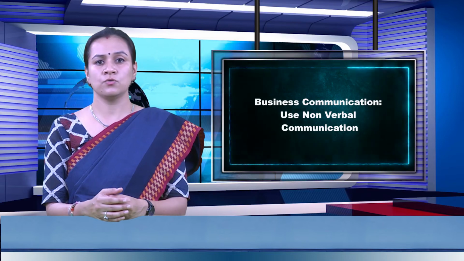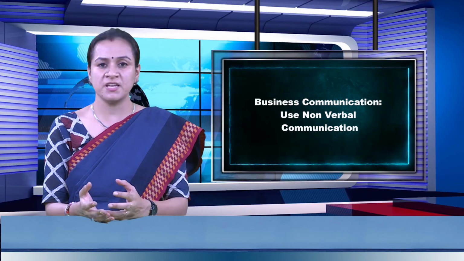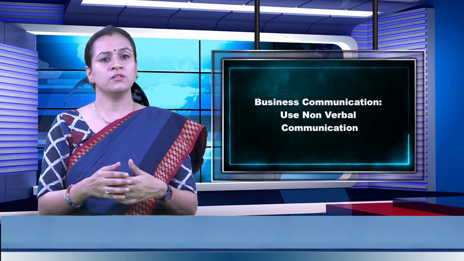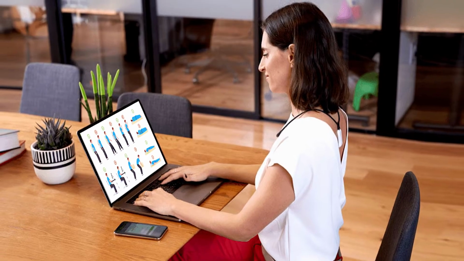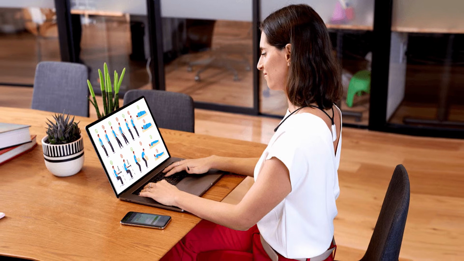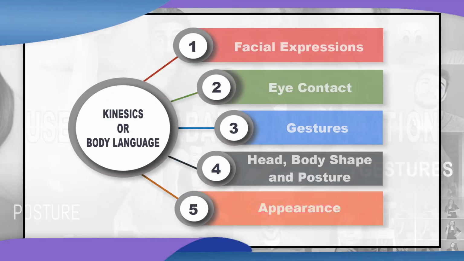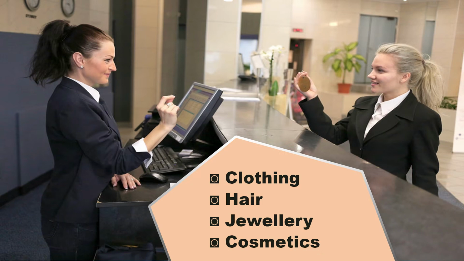Several writers have concluded that when you lean forward to the person with whom you are speaking, you demonstrate interest in that person. Sitting back, on the other hand, may communicate lack of interest. It is difficult to assess exactly the meaning of postures. Warren Lamb says that a person's posture and gesture can tell much about how effectively the person will perform in an organization. Appearance. Appearance for our purpose includes clothing, hair, jewelry, cosmetics, etc.